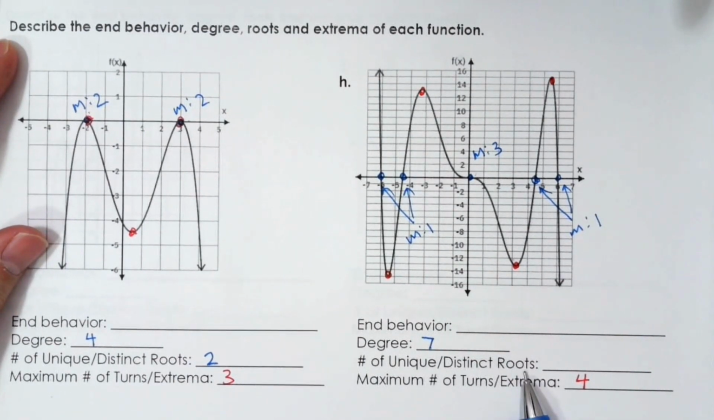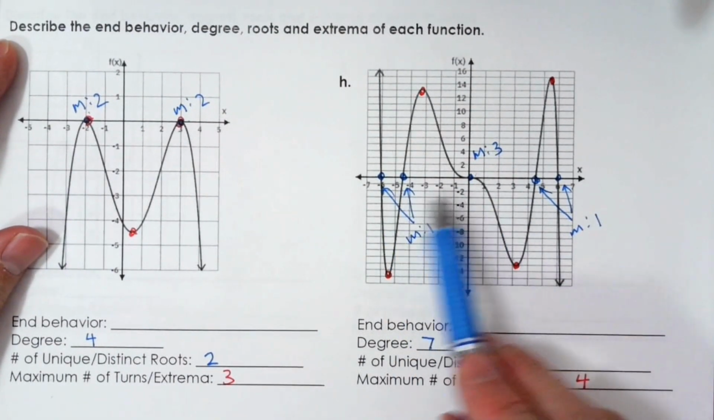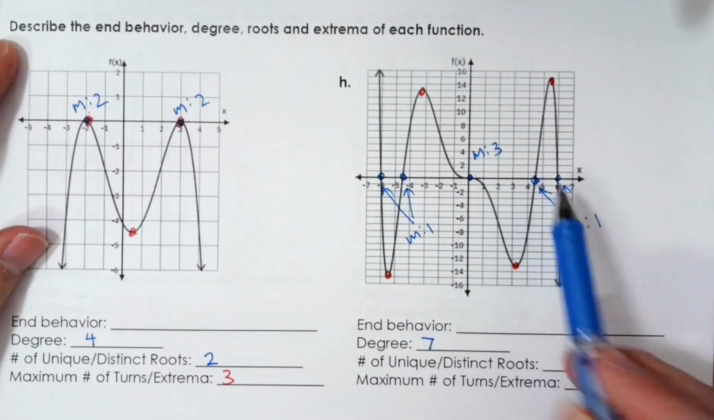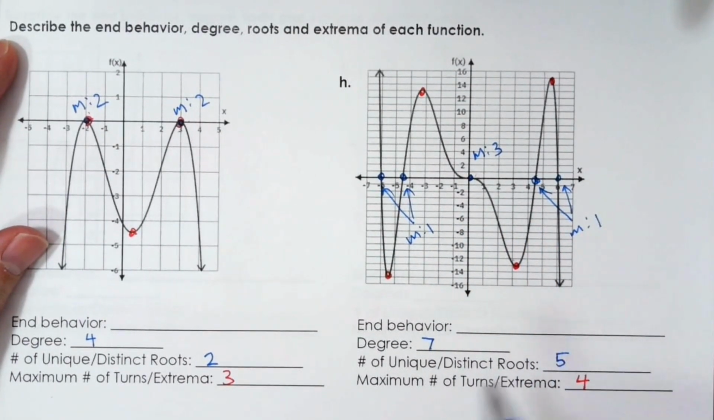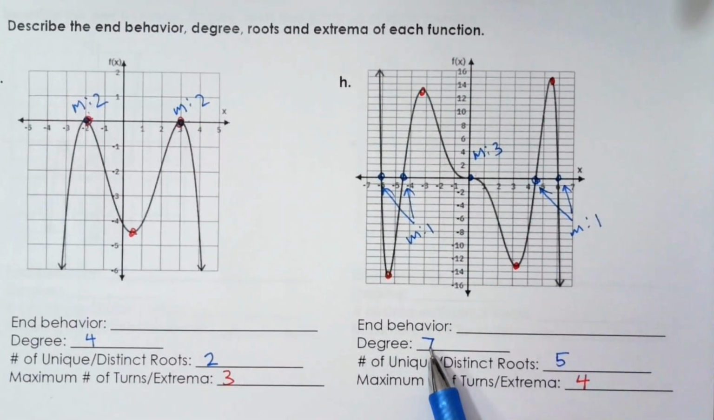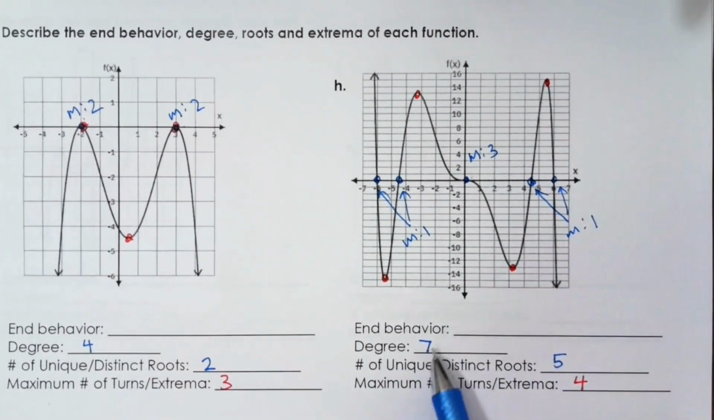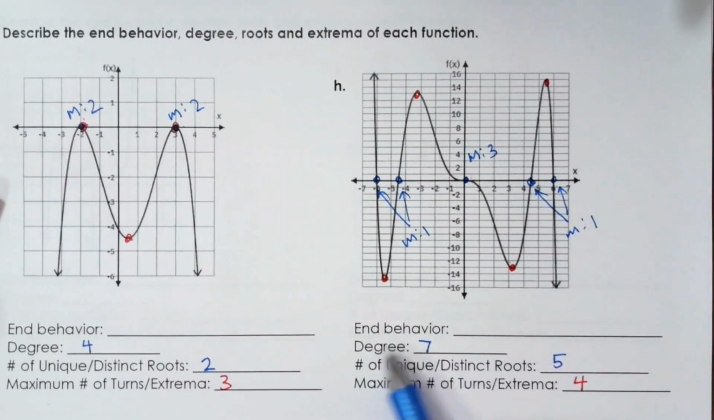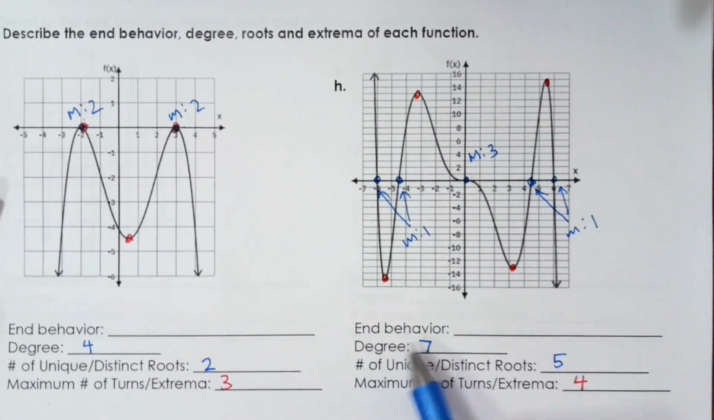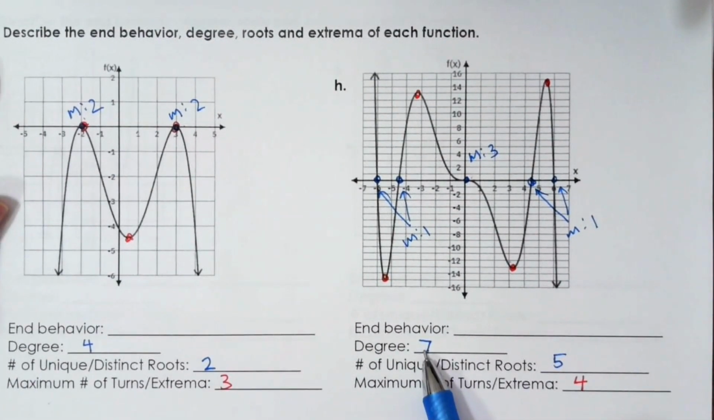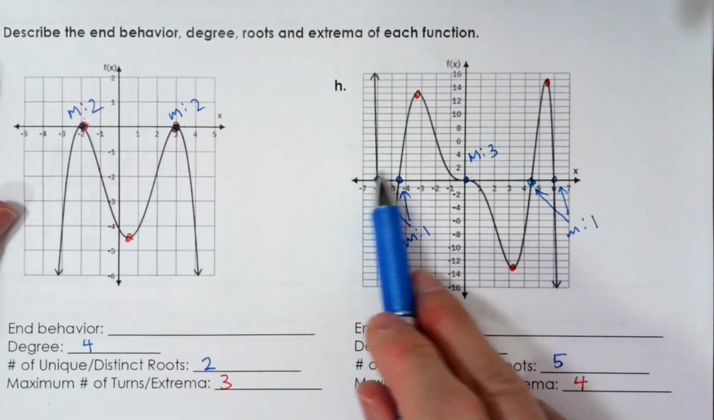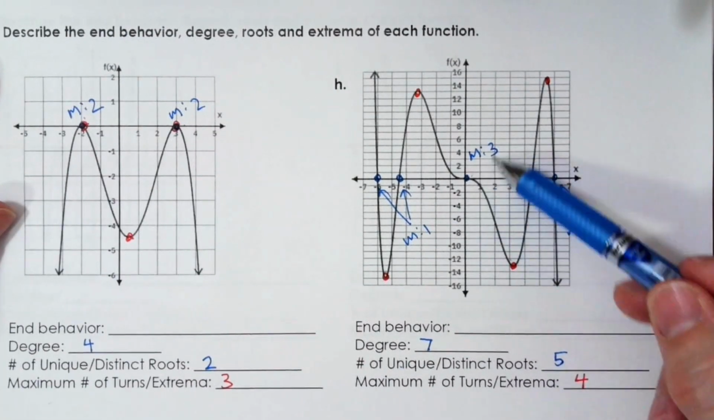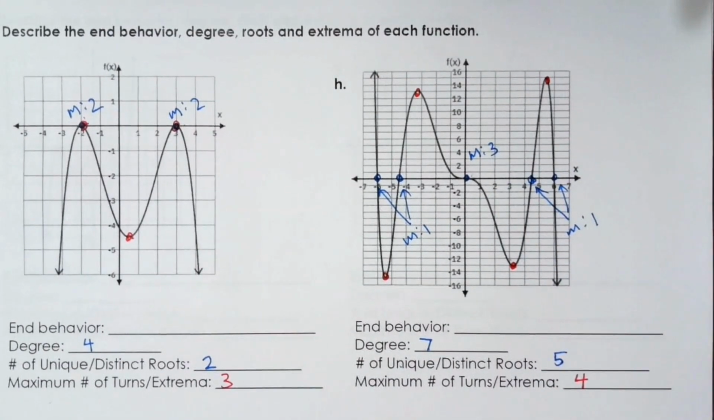How about our unique distinct roots? 1, 2, 3, 4, 5. And make no mistake, the number of roots is 7. The number of roots, the minimum number of roots, I should say, the minimum degree is 7. And if the degree is 7, the number of roots is also 7. There's 5 unique roots, but one of those roots is repeated 3 times. It's called a multiple root. That root has multiplicity 3.